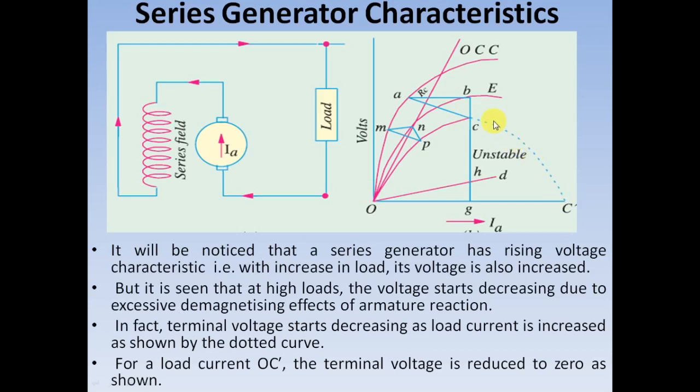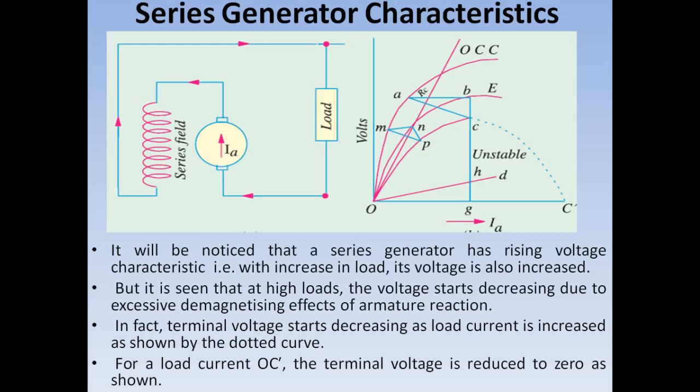You must be very careful that the magnitude of load current should never be increased beyond this particular value, as it creates an unstable condition. If you increase the load current to a value OC dash, then the terminal voltage will be 0, as you can see from this characteristics. With that, we have completed all the characteristics for these three types of generators, that is separately excited, shunt and series field generators.